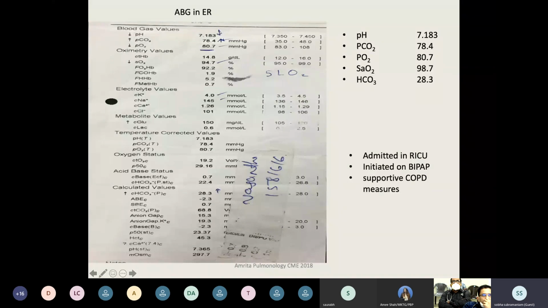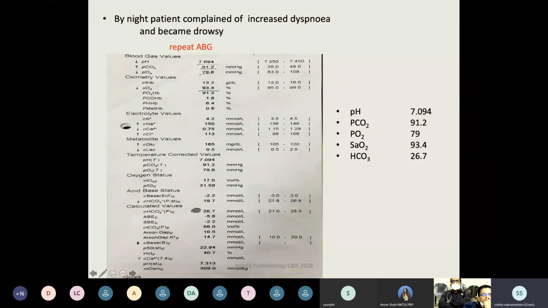And what is the compensation in acute respiratory acidosis? The bicarbonate should go up by 1. So from 24, it has gone up to 28. So this is acute respiratory acidosis, partially compensated. Now, later on, this patient was admitted in the intensive care unit, started on BiPAP. She improved in the next ABG, but later in the night, she complained of increasing dyspnea and she became drowsy.